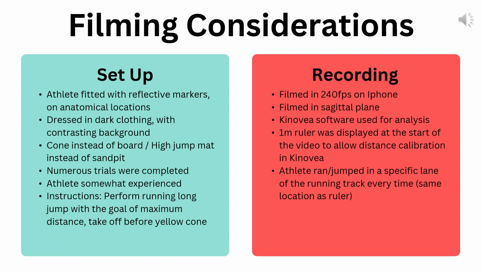When filming the long jump itself, there were a number of considerations made to ensure the footage can be effectively analyzed. The athlete was given specific instructions and set up in contrasting clothing with reflective markers equipped on anatomical locations. It's important to note, due to equipment limitations, the setup used a cone placed to the side instead of a typical long jump board, as well as a high jump mat for landing rather than a sandpit that is typically used. This obviously impacted the total distance and meant that we couldn't get an accurate recording of total distance jumped. The footage was filmed at 240 FPS on an iPhone and analyzed using the Kinovea software.